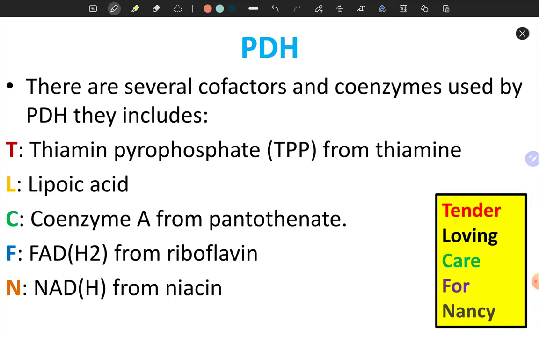We abbreviate it as Tender Loving Care for Nancy enzymes. Number one is the PDH enzyme, which is very important to convert pyruvate to acetyl CoA in an irreversible pathway.